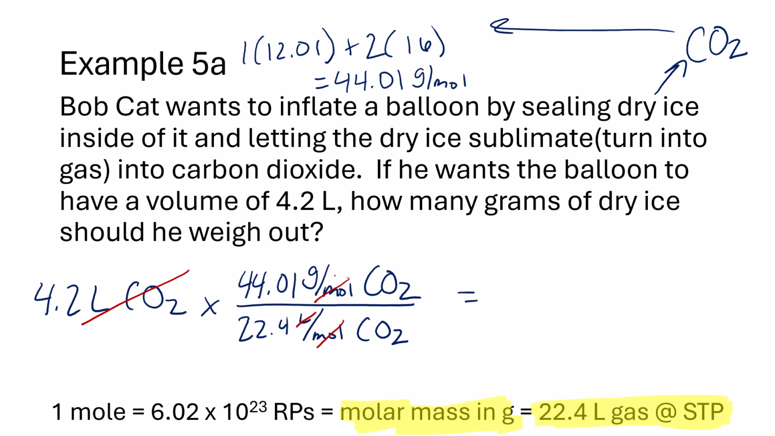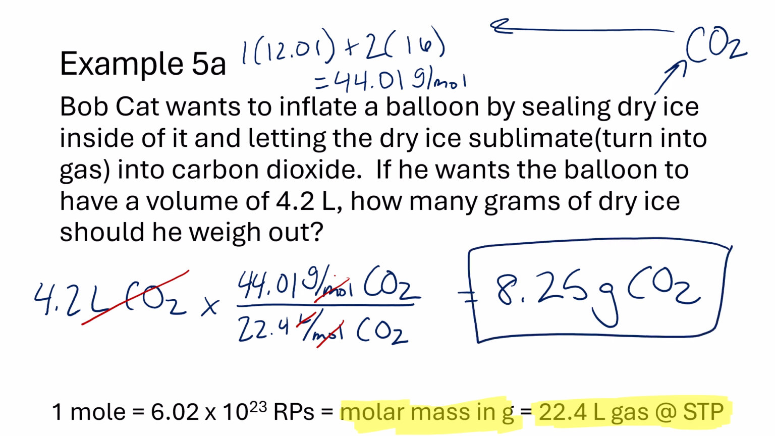This would give 8.25 grams of CO2. So in order for us to get a specific volume of 4.2 liters of CO2, I would have to weigh out 8.25 grams of solid CO2 to get this to work. This is a fun way of wording a problem where it's not really changing from previous examples. They just added some more wording in there to maybe trip us up or make us really think about what's going on, but we can still accomplish the right answer.